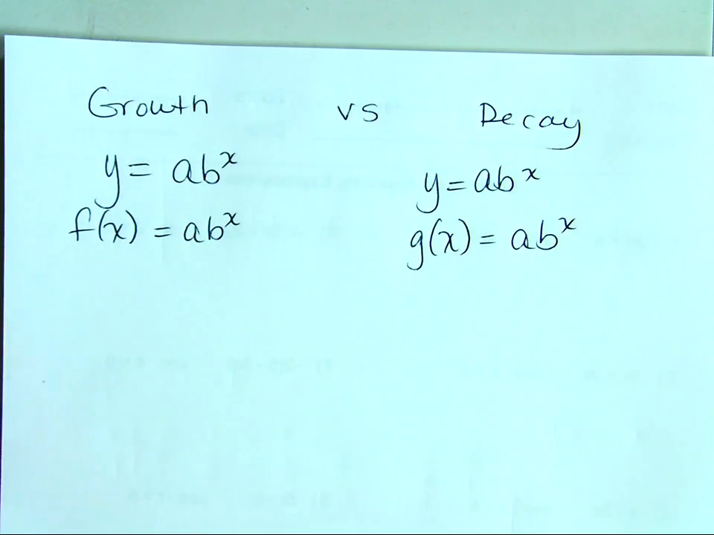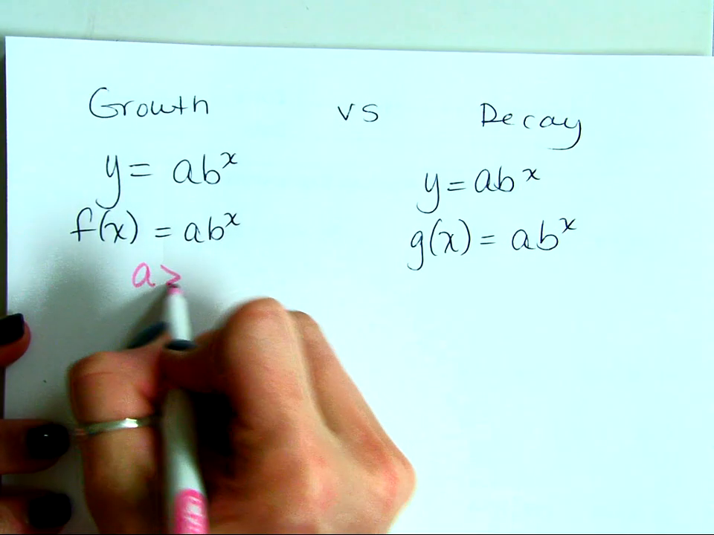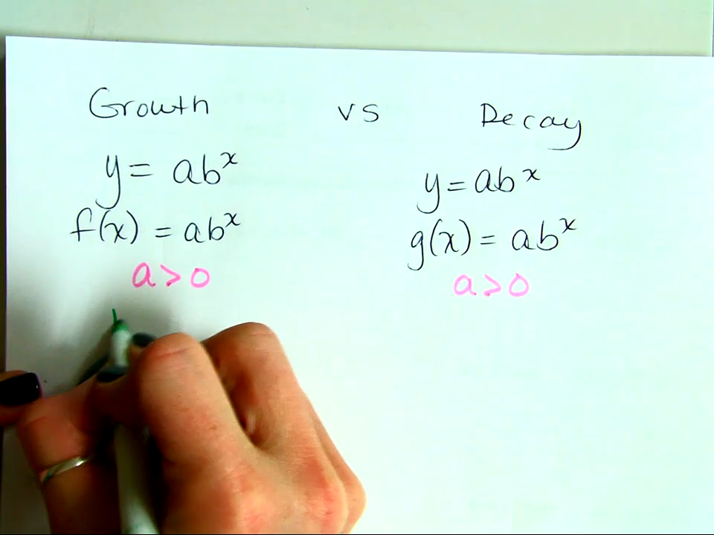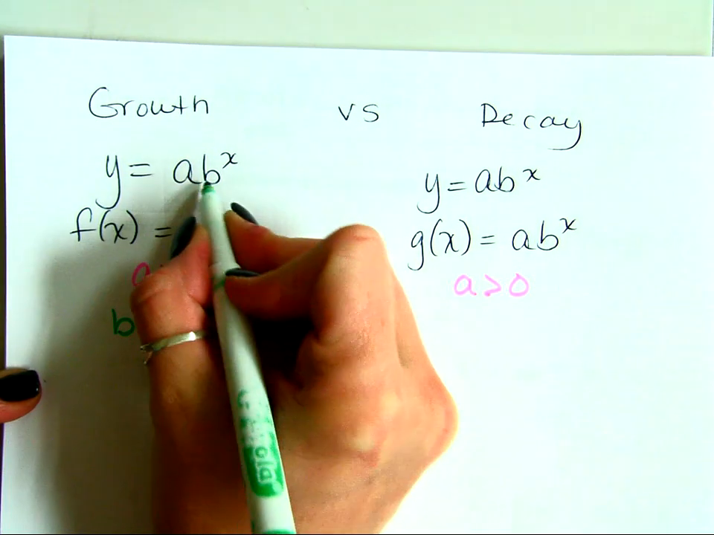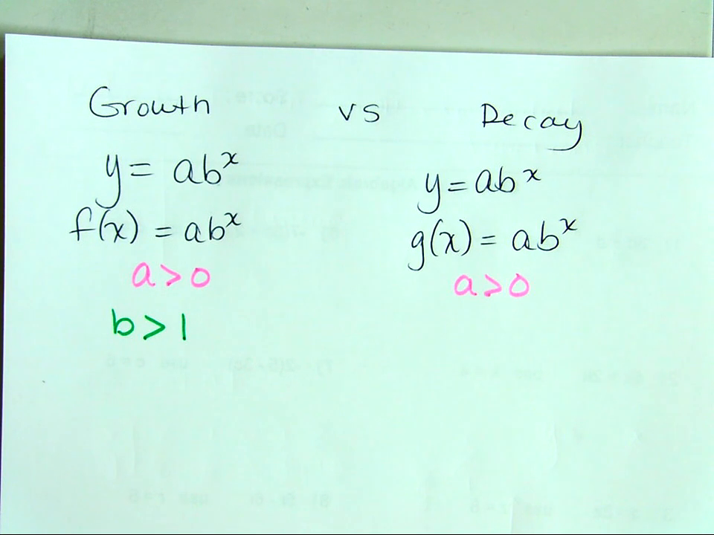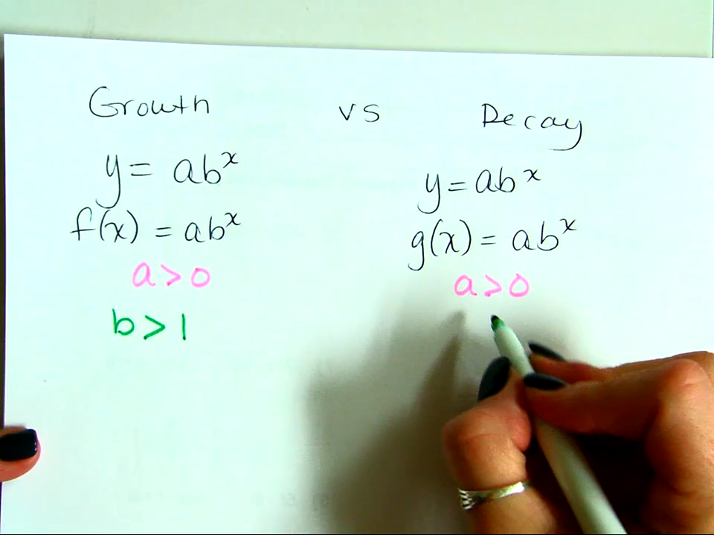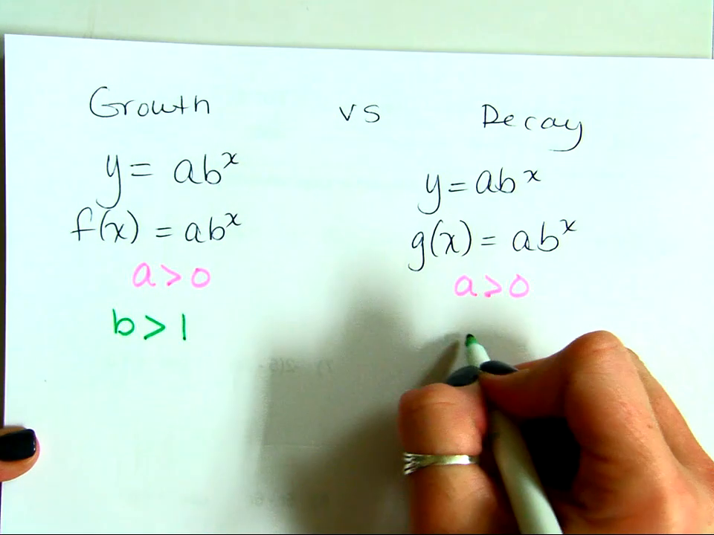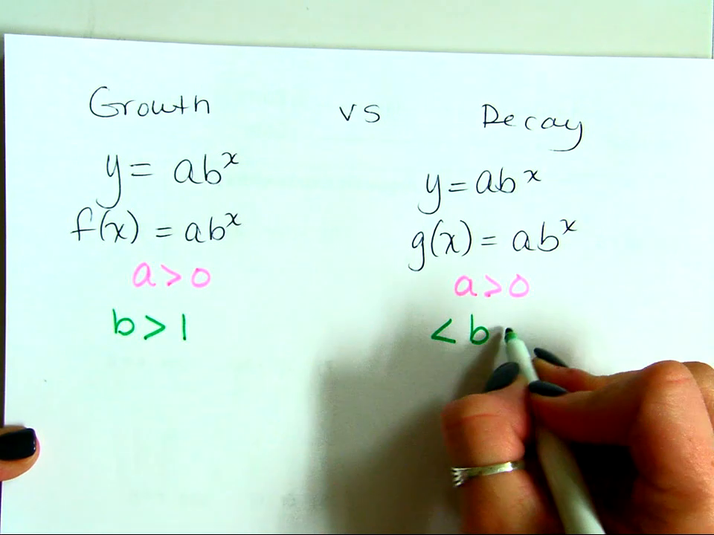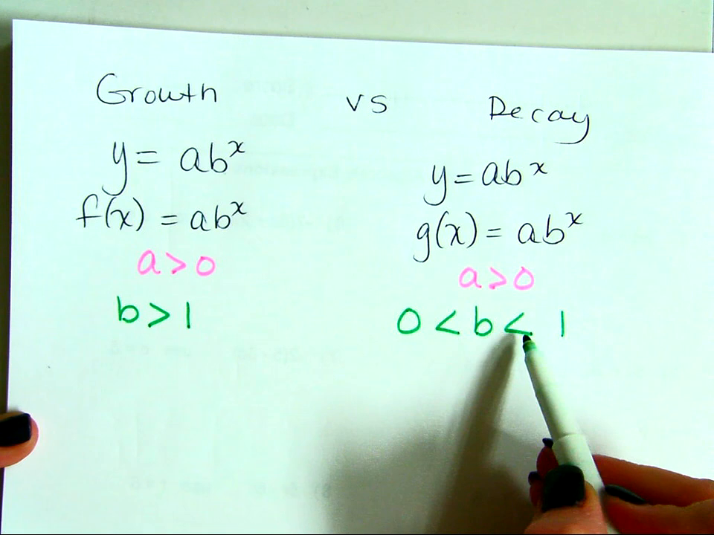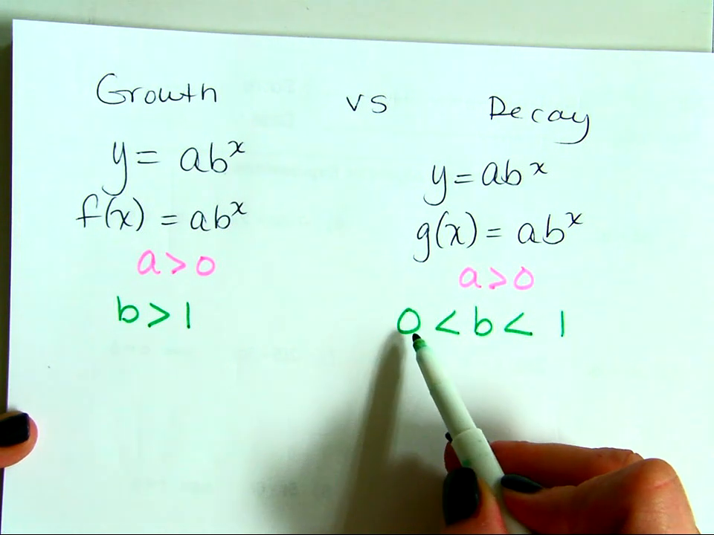And for both of them, the a has to be greater than 0 for it to work, okay? And we're going to talk about the b next. The b then, which is that base there, for growth to happen, this value that I put to the x power has to be greater than 1. All right? And for it to be a decay, we're going to talk about decay in my second video, so we're not going to focus on it right now. For you to have decay, your b has to be between 0 and 1. That's a fancy way of saying b is greater than 0, but less than 1. It can't be 1, and it can't be 0. It can be all those numbers in between.